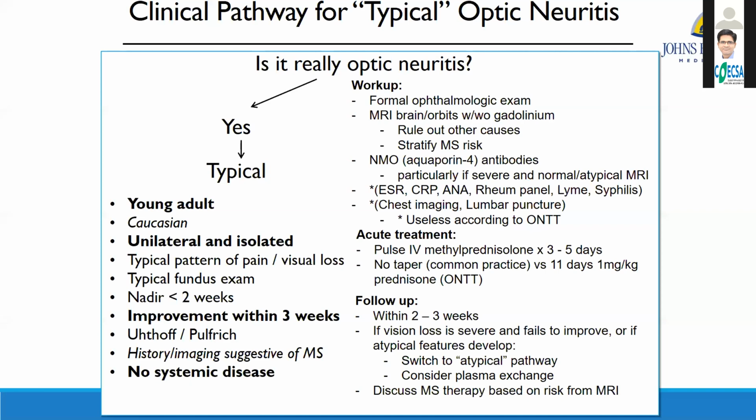If vision loss is severe or fails to improve, or if you notice atypical features, then you want to switch to the atypical diagnostic pathway and consider plasma exchange for the next phase of treatment. Based on your MRI findings, you're also going to want to think about MS risk and whether or not patients should be started on MS therapy.